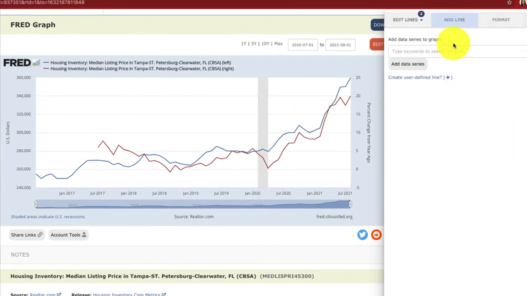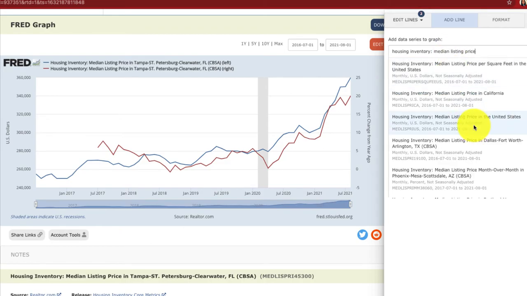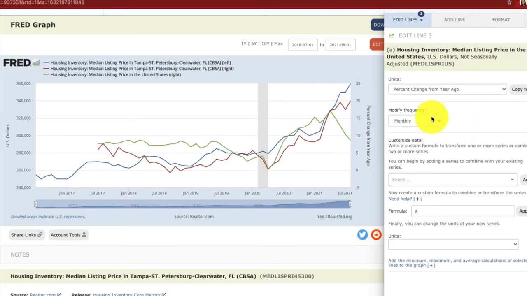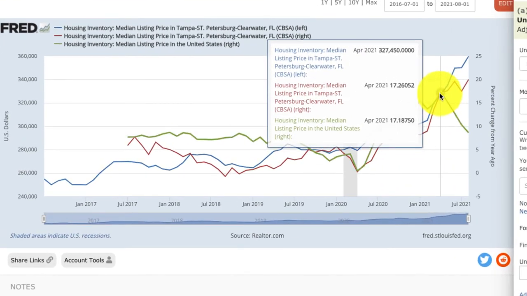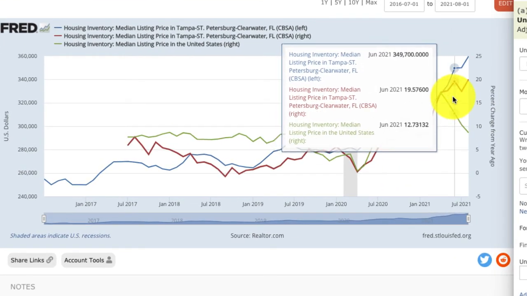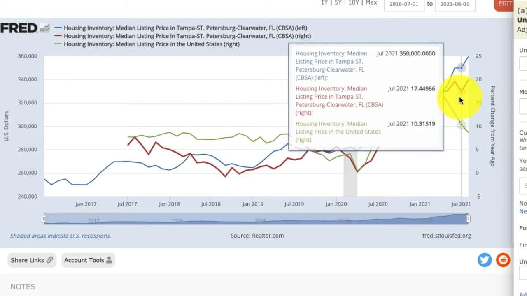We could add one more line and go back to that national US data. And we're going to do the same thing. We're going to look at percentage change from a year ago, and we want this to be pushed to the right side axis, which I think it's doing automatically for us. I know it's getting a little bit busy on this slide, but we could see here, if we go right at this point, maybe let's look at June 2021, actually July, since that's been our focus.